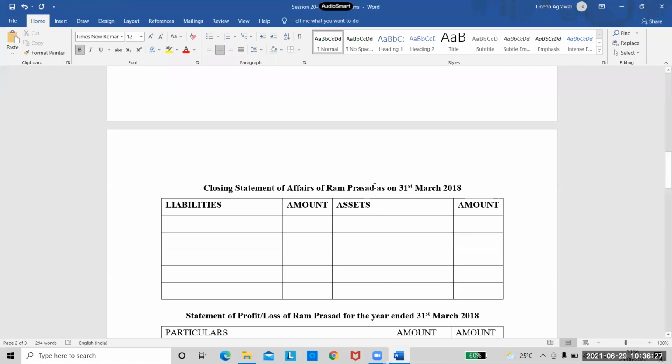So here also I'll change the name. It is, sorry, Hari, as on 31st March 2018. So first I need to take furniture. It is 2,000. Tell me the next amount, next value, what it is.